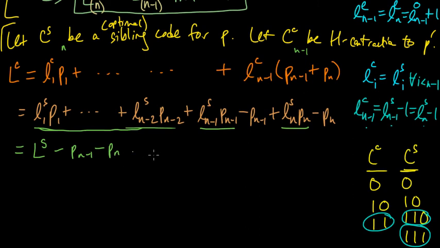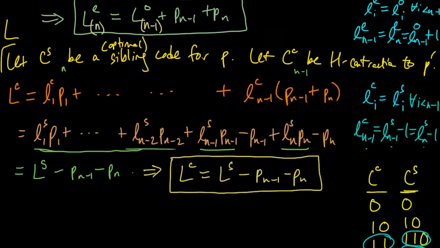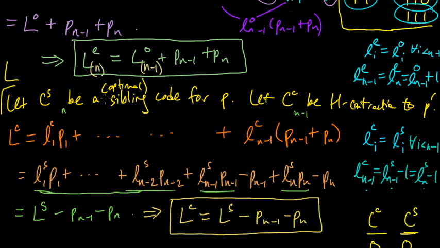So this implies we have the following expression for L^C. The expected code word length of our contraction equals the expected code word length of the sibling code minus p_{n-1} minus p_n. Very good. Alright, so it looks like we're making progress.